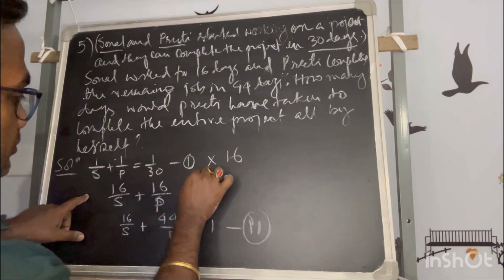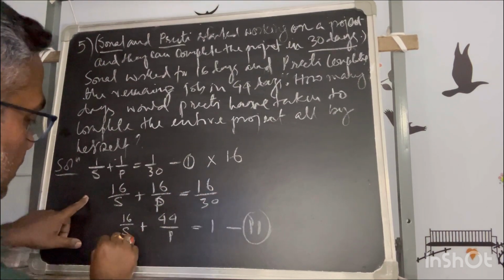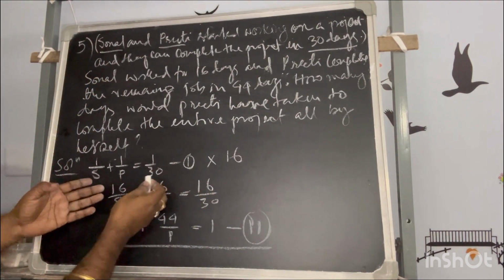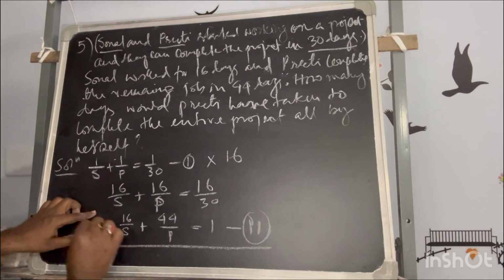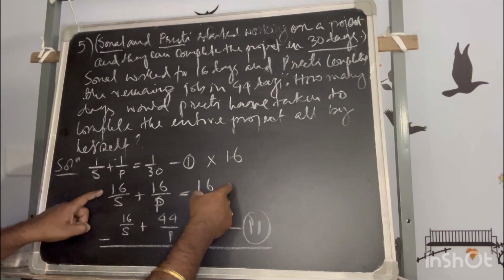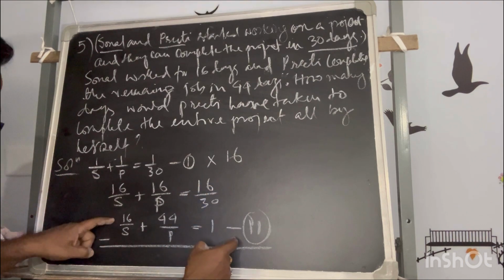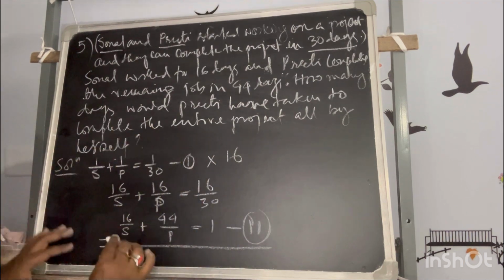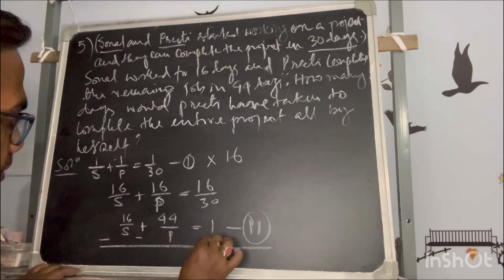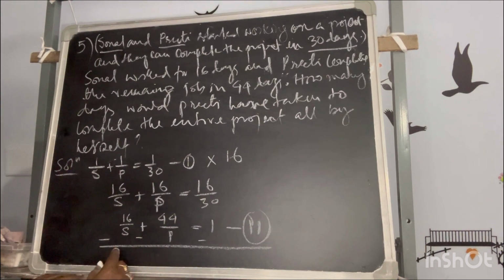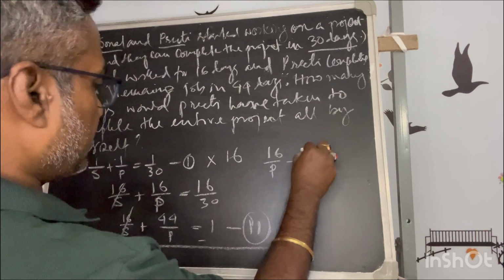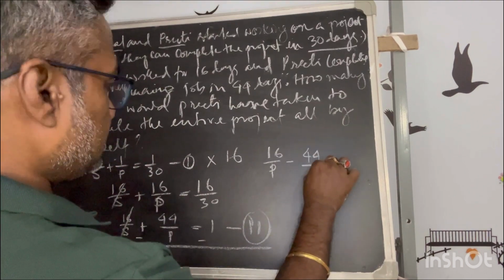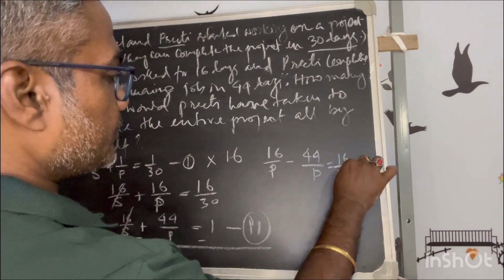16 by p is equal to 16 by 30. So now I will deduct it from the second. I will deduct this from the second equation, whatever way you do. Now I will deduct it. I will deduct the second from the transformed equation. That is my intention of saying. Now the 16 by s cancels out. This will be 16 by p minus 44 by p. This is equal to 16 by 30 minus 1.